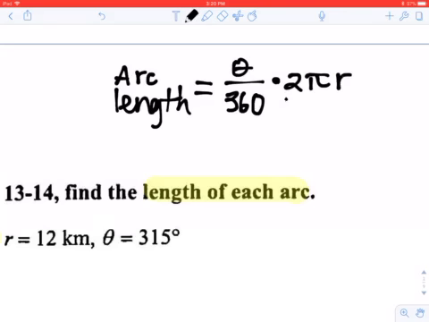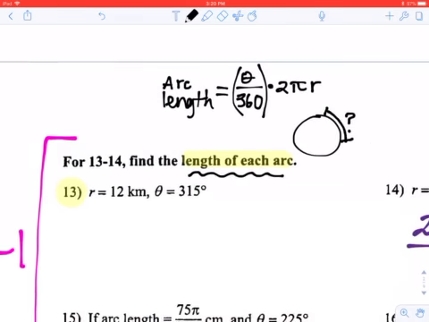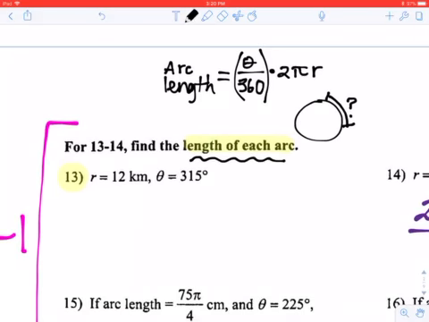Now if you're wondering how to remember that, this is circumference. You just have to know that. But if you can remember what arc length means, arc length is part of the whole circumference, right? So I'm wondering what is part of that circumference. So I use the ratio of angles times the whole circumference, which is 2 pi r. Okay? So let's plug it in and solve.